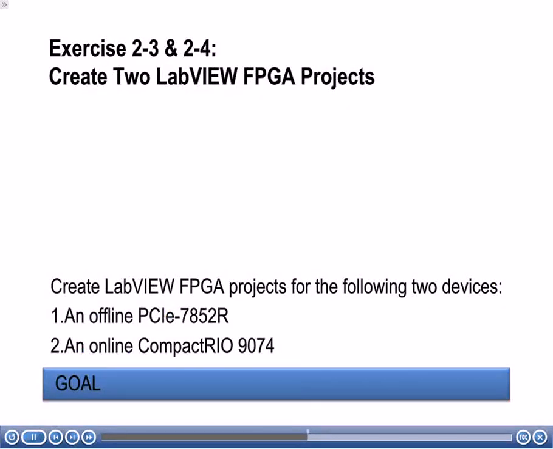In exercise 2.3, we demoed this earlier when we created a LabVIEW FPGA project for Windows. Exercise 2.4 is going to walk through instructions on how to create a LabVIEW FPGA project for an online compact RIO RT target. So in the following demo, I'm going to walk through the steps of exercise 2.4. Feel free to follow along, and also feel free to do it on your own later on as well.